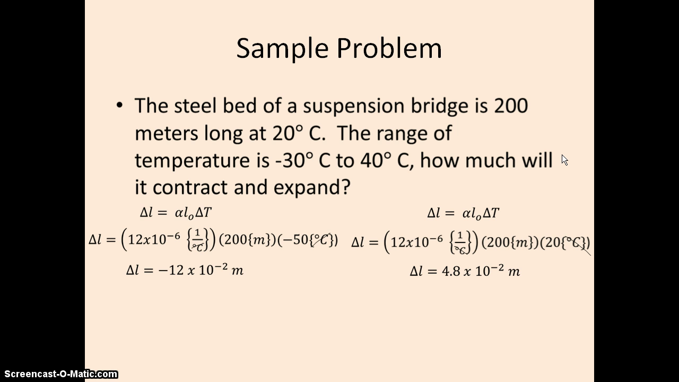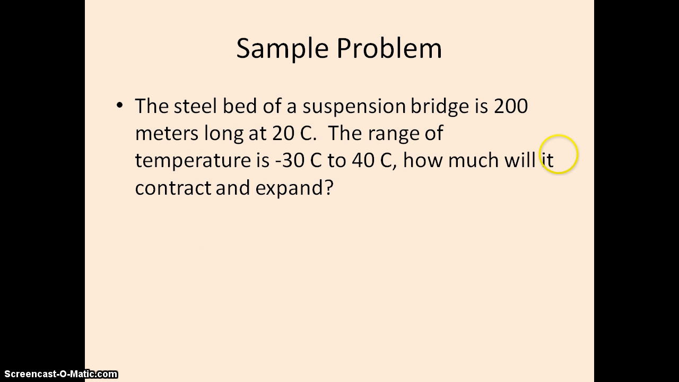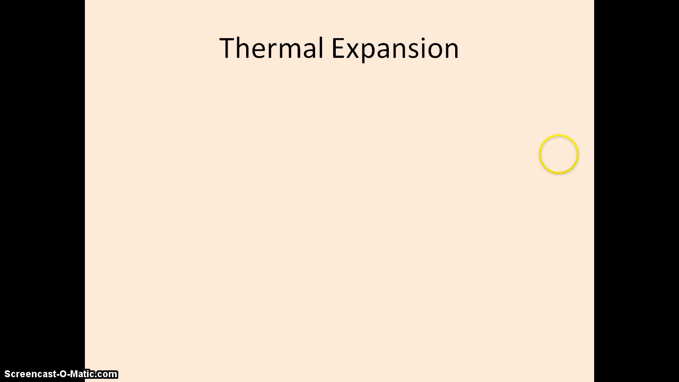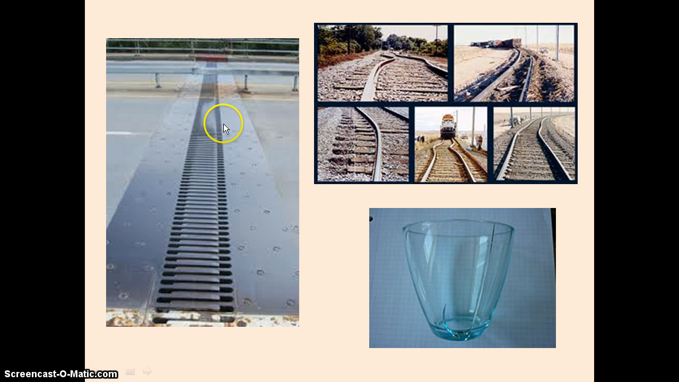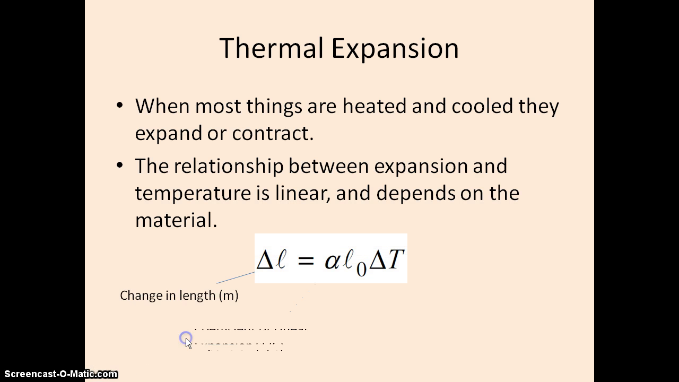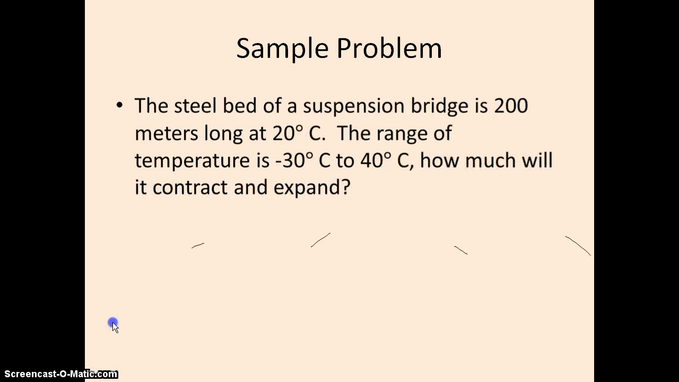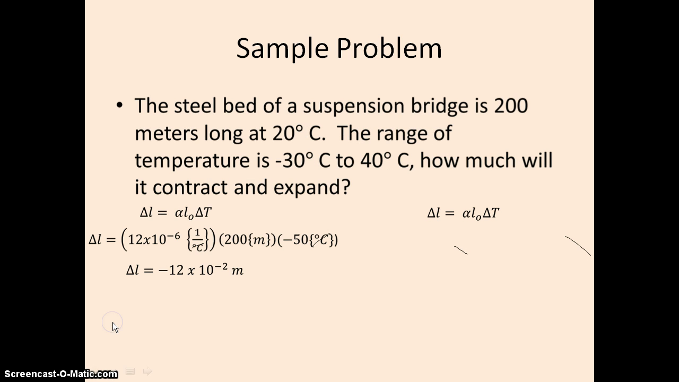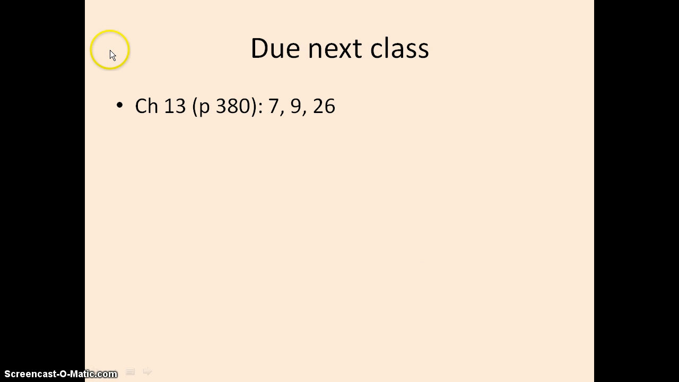So that's why they put expansion joints in bridges, because the bridge will shrink roughly 12 centimeters and grow roughly 5 centimeters over the course of the year. You have to have these expansion joints in there or else your bridge will crumble, and that will be bad news for the people that built the bridge. That's pretty much it for sample problems and presentation of this equation and where it comes from.